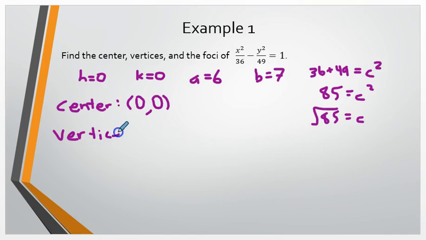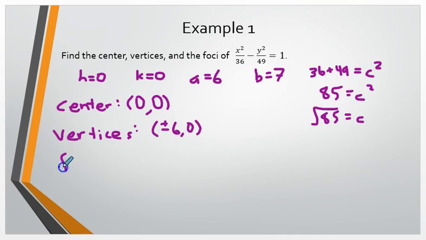And the vertices, or the transverse axis endpoints, if they use that term instead, these are always based on the a value. So I know I need to either add or subtract it from the x coordinate or the y coordinate. Which one I add it to will be based on where a came from. Since my a value was underneath the x variable in this case, then I'm going to add and subtract it from the x coordinate. So adding and subtracting 6 from 0 just gives plus or minus 6. Or you can write that out as two different ordered pairs, negative 6, 0, and 6, 0.